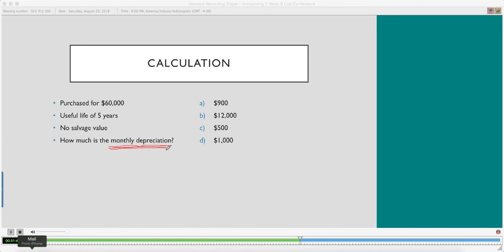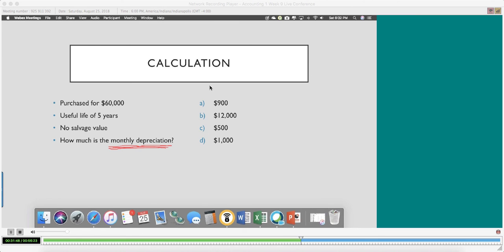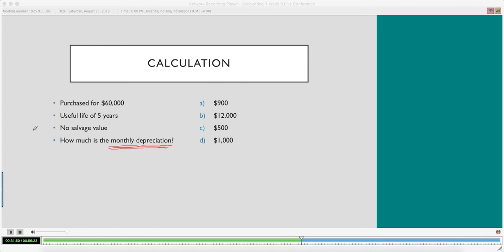This is where, yeah, we're 50-50. Make sure that when you're answering the depreciation problems and calculating it, you're giving monthly. It is going to be 12,000. For those that answered and gave me the annual depreciation, you are exactly right. Annually, it would be 12,000. But we want monthly.